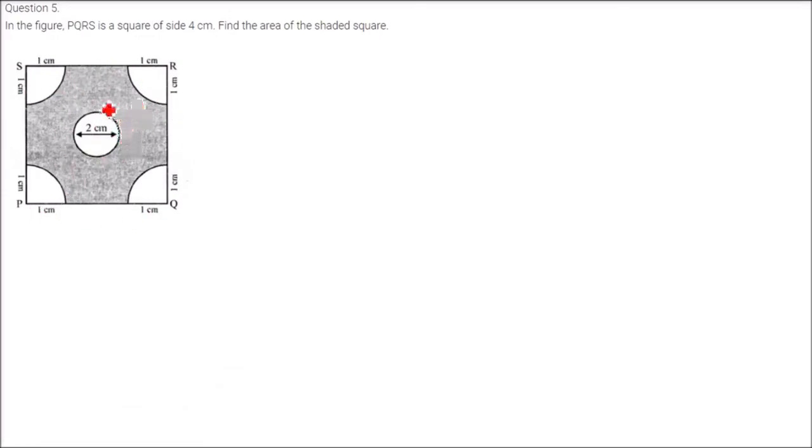In this figure, PQRS is a square of side 4 centimeters. So the sides are 4 centimeters. So we have a square. Find the area of the shaded square. So we have a shaded portion, but inside this we have this one. So what we have to do is find out the area of the square minus the area of these four quadrants, and subtract the area of this circle in between.